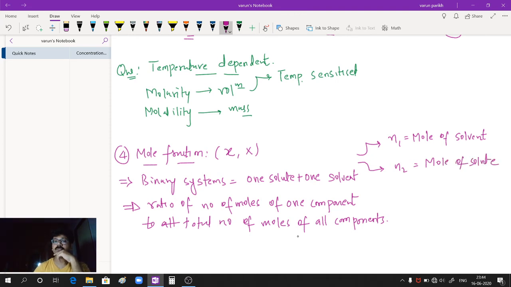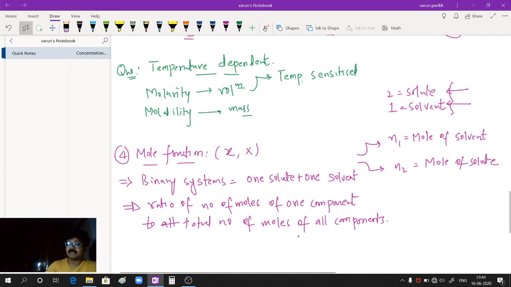In my formulas, 2 always represents solute and 1 represents what? Solvent. Because generally when you want to make a solution, you first take solvent and then you add something to make the solution. That's it, nothing else.